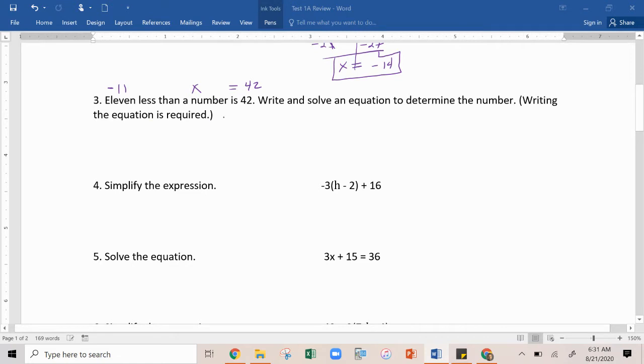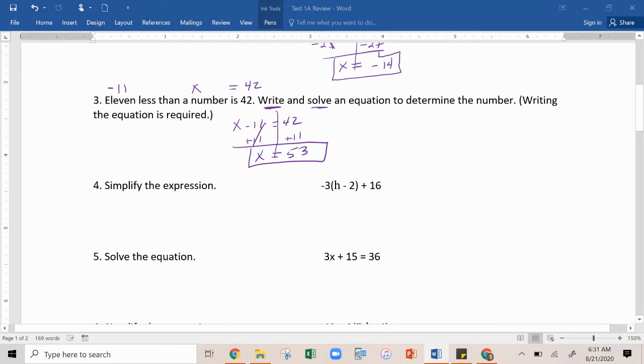So now let's set it up to make it look more mathy. And so we're going to do x minus 11 is equal to 42. Now we need to solve it. So that's the first thing. It says write the equation and then solve the equation. So I wrote the equation. Now I'll solve it. So I'm going to add 11 to both sides. Those cancel. Bring down your x. And we get 53. All right. So if we take 53, which is our number, and we subtract 11, we get 42. So we know that's right.